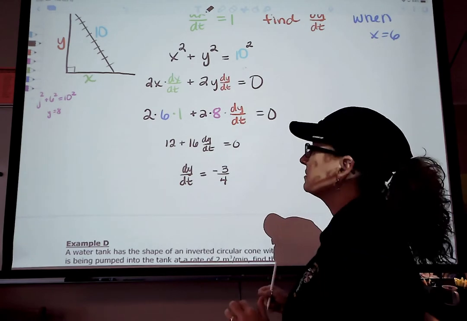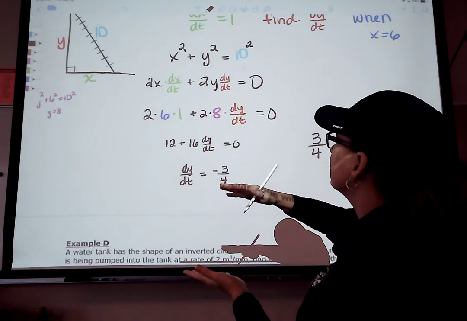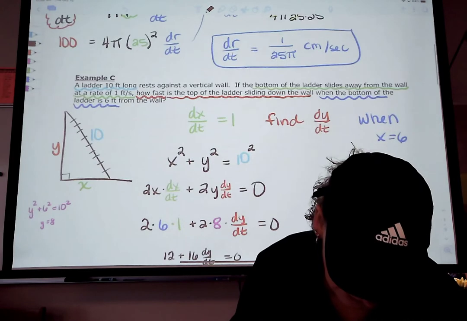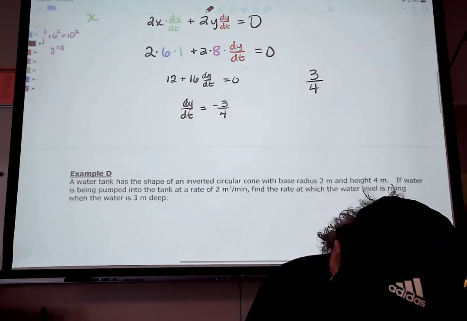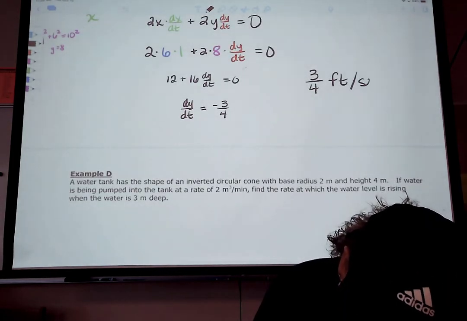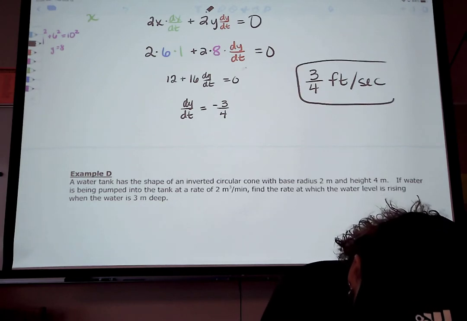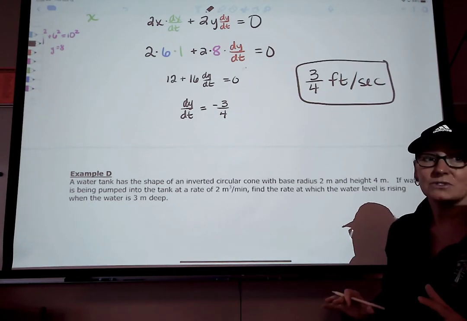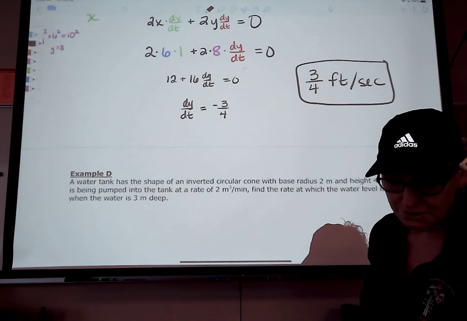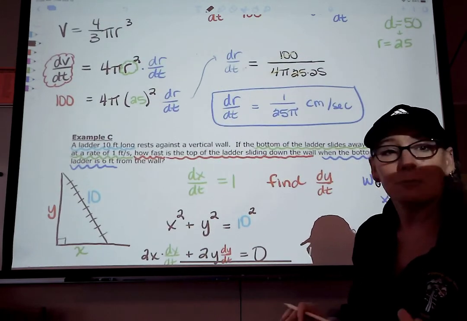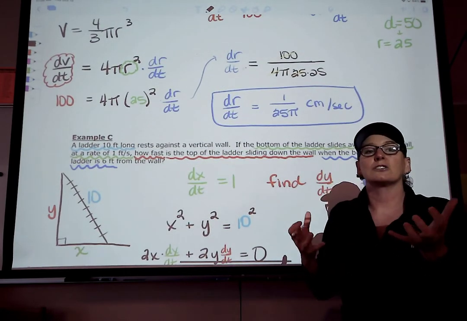And then throw units on there. It's a linear measurement, so I think it's feet. Yeah, feet per second. 3/4 feet per second. That's my answer. I did not use the negative in my answer. Now, let me just give you an example of how it would sound if you were supposed to use the negative.